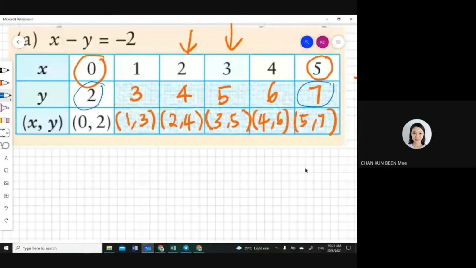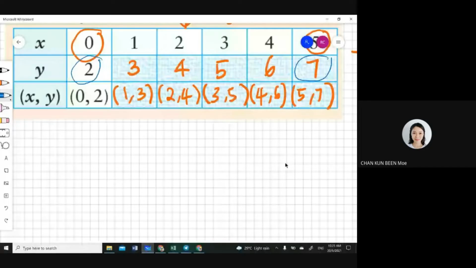Okay, in a graph, we will have two axes. I use orange. But remember, when you draw a graph, you must use pencil. So I'm just going to draw using my free hand. For your case, you need to use a ruler. It's a must. Okay, I'm going to make it fast. That's why I need to use free hand.